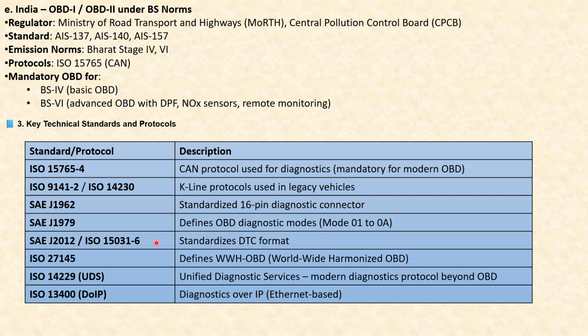All right. So here in this table, you can see the various key standards and protocols. ISO 15765-4 is meant for CAN protocol for diagnostics. ISO 9141 and ISO 14230 are K-line protocols used for legacy vehicles. SAE J1962 is the standardized 16-pin diagnostic connector. SAE J1979 defines OBD diagnostics, and SAE J2012 standardizes the DTC format. ISO 27145 defines WWH-OBD, worldwide harmonized onboard diagnostics. ISO 14229 is unified diagnostic services, modern diagnostics beyond OBD, and ISO 13400 is DoIP, diagnostics over internet protocol.